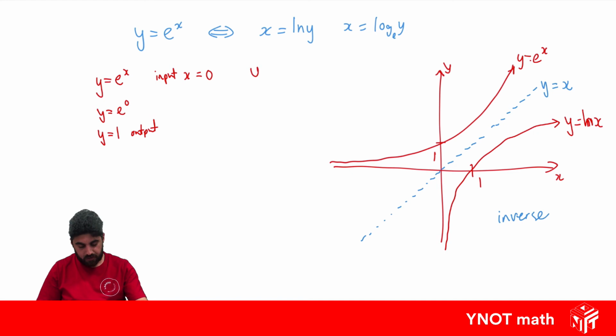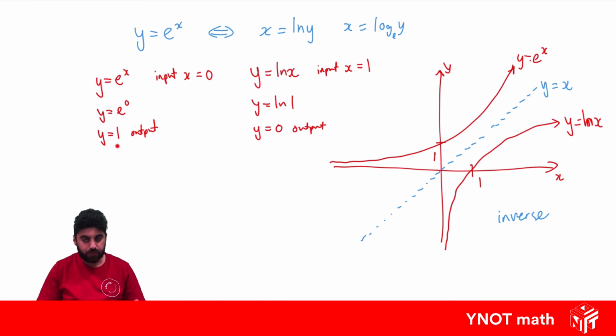Now let's look at y equals ln x. And this time, let's put our input as x equals 1. So we get y equals ln 1, and the log of 1 with any base gives us y equals 0 as our output. So what's happened is that in our original function, our input gives us a certain output, and then in the inverse function, that output put as the input gives us the output of our original input.